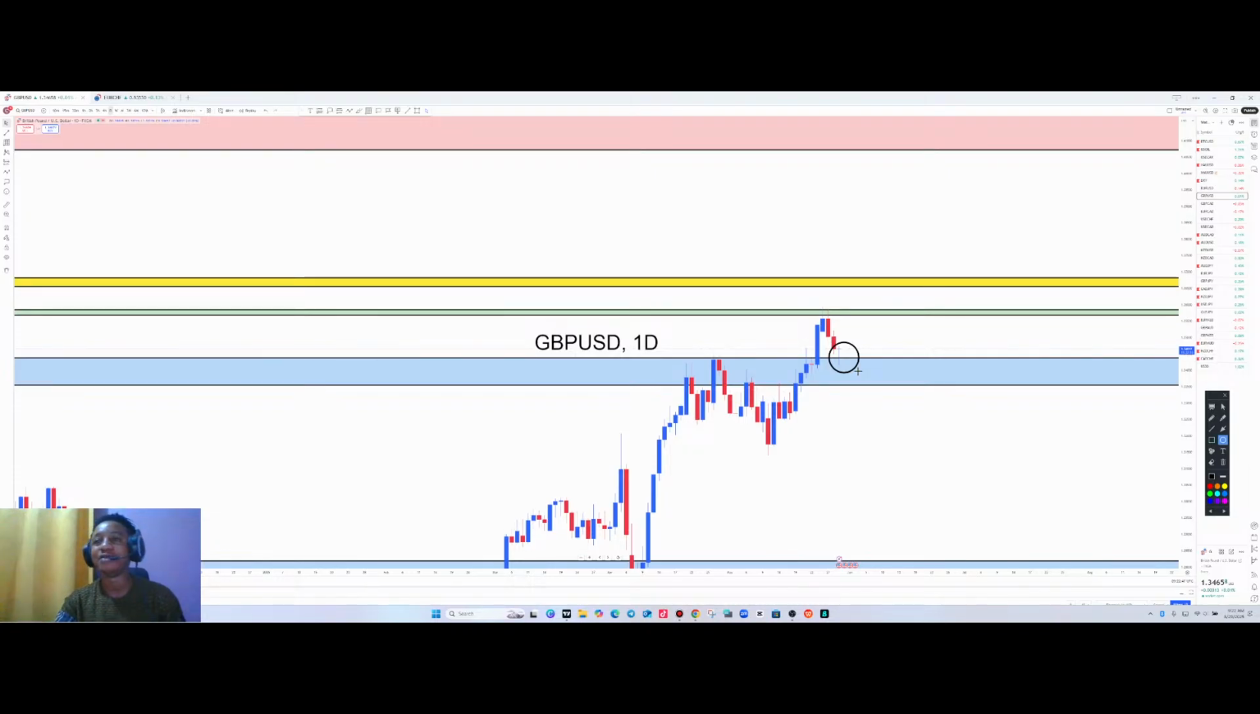So let's take it again to a 4-hour time frame and then pick our entry to the upside. We did this the last time that we met, so it is not something new to you guys.